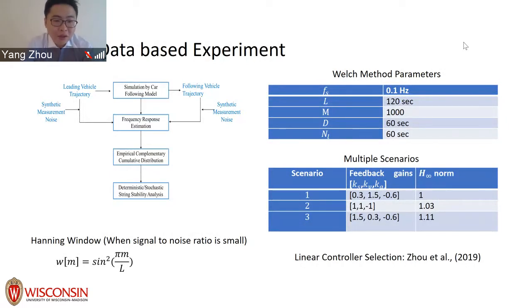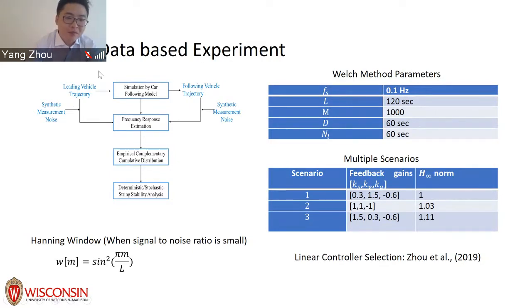So the synthetic data-based experiments are kind of intuitive. Firstly, we have leading vehicle trajectories, and we simulate the following vehicle trajectories based on a given car following model. And we add some synthetic measurement noise, where here I apply normally distributed white noise with 0.3 meters per second standard deviation.